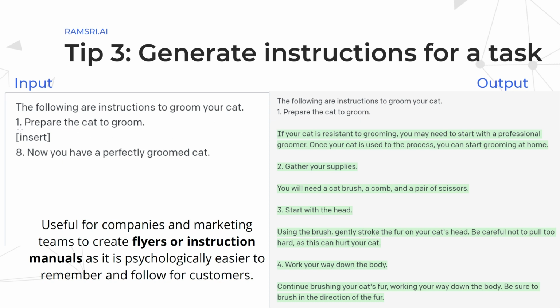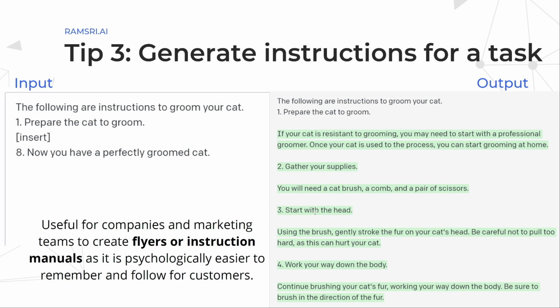All you can do is give some generic bullet points, like bullet point 1, prepare the cat to groom, and bullet point 8 is, now you have a perfectly groomed cat. Why I'm emphasizing this is because you don't even need to know what exactly happens. You can give a generic starter and an end point, and OpenAI will smartly insert in between. As you can see, just run with this input using the insert API, and you'll get very clear instructions, which is preparing the cat to groom, then gathering your supplies like brush, comb, then start with the head, work your way down the cat's body. Of course, it generates all the 8 points, I have not shown them here.